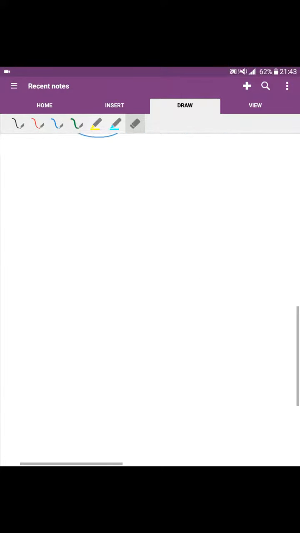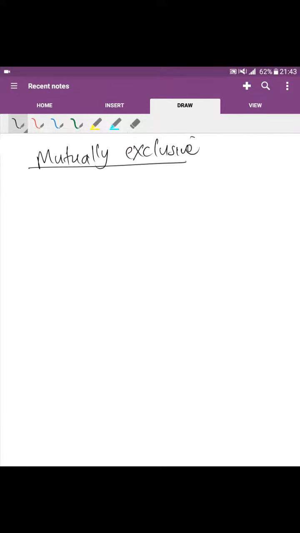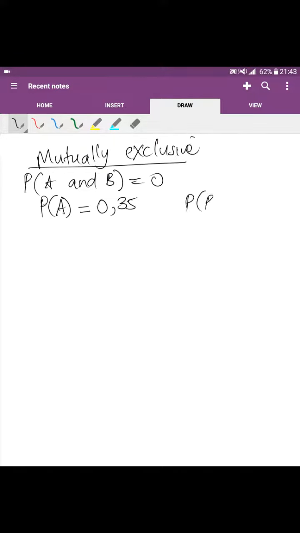The question, as stated, says the events are mutually exclusive. So immediately you see the words mutually exclusive, just write it down so that you won't forget: probability of A and B equals zero. Then they've given you that the probability of A equals 0.35 and the probability of B equals 0.52. The first question is looking for the probability of not A.